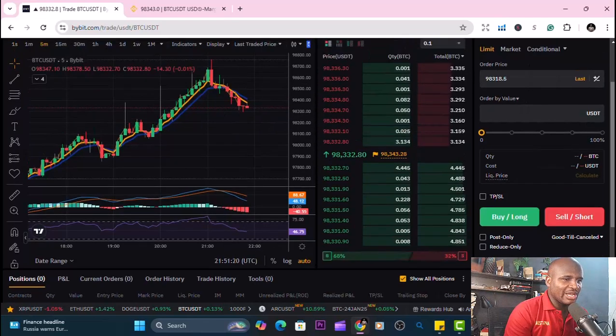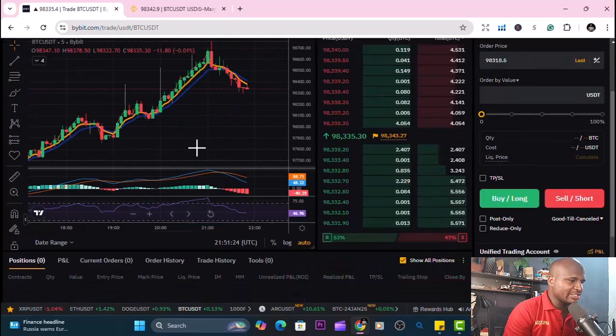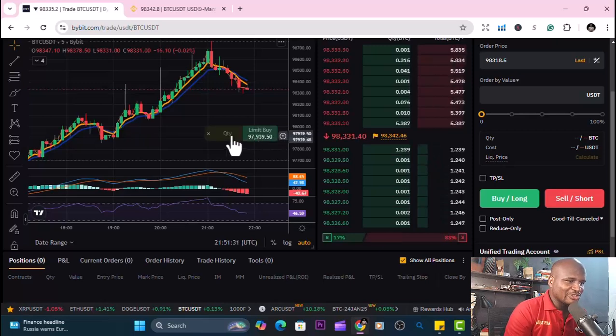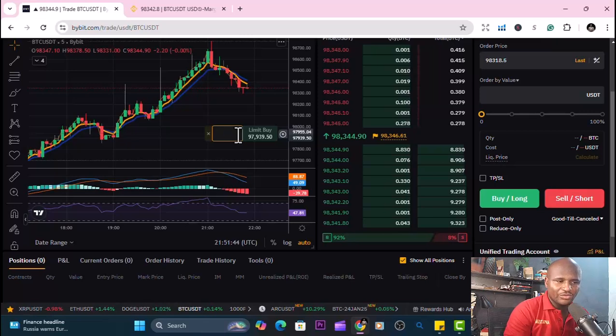So you come here, this is the limit order, and if I click on this side, you see it says limit buy. It simply means that I can buy from here, and I input the quantity I want, and I buy. But sometimes this may be a little bit confusing, because the quantity here talks about BTC. So you have to quantify it, and sometimes it's difficult.